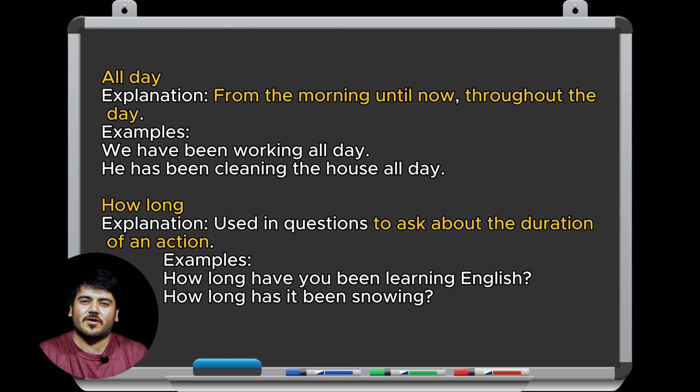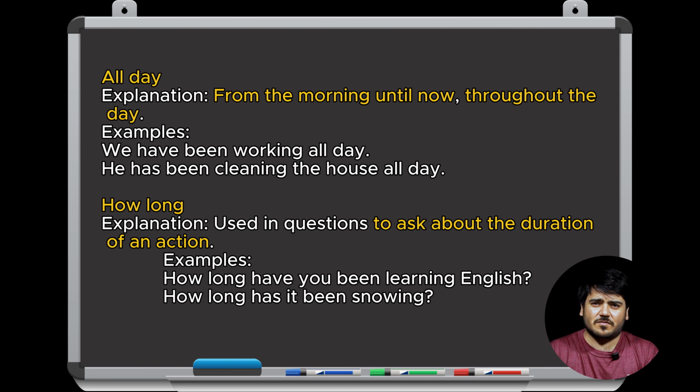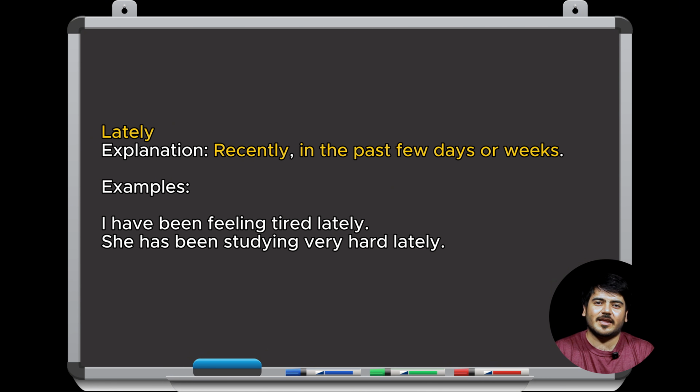Number 4, how long. Used in questions to ask about the duration of an action. Examples: how long have you been learning English? How long has it been snowing? Number 5, lately. It means recently, in the past few days or weeks. Examples: I have been feeling tired lately. She has been studying very hard lately.